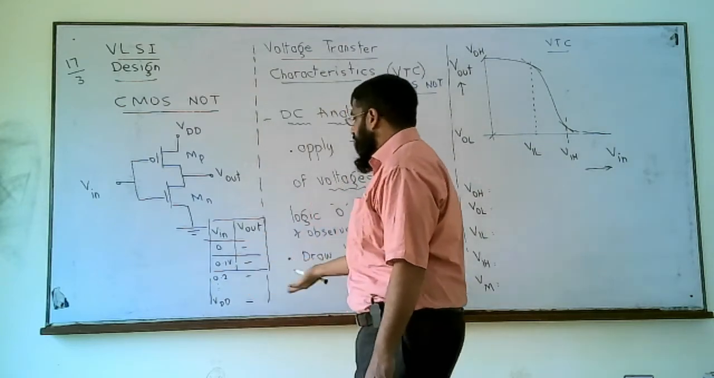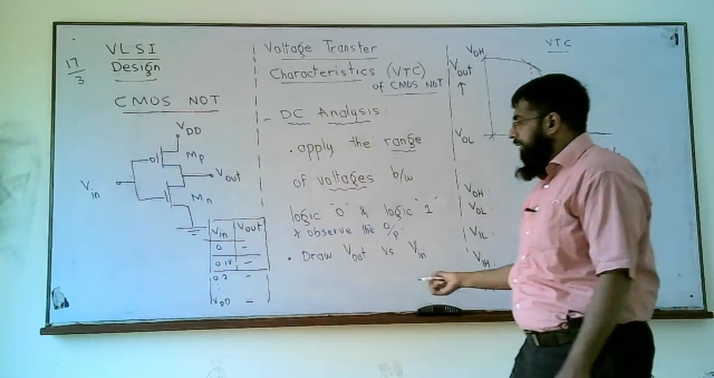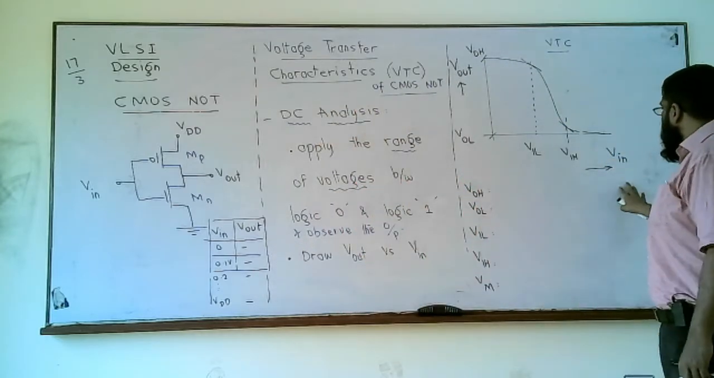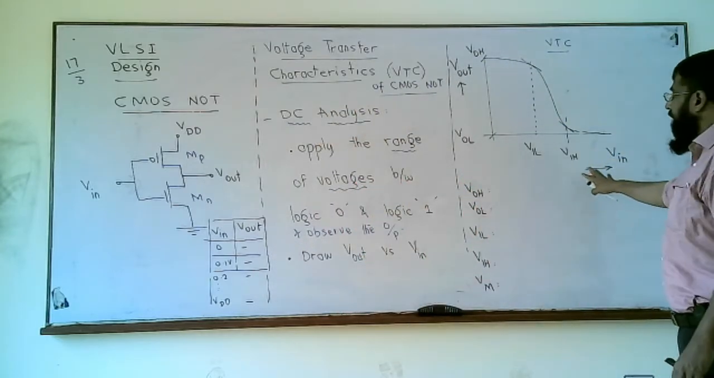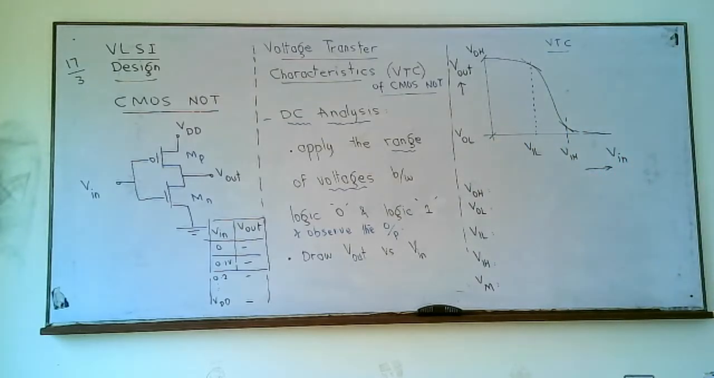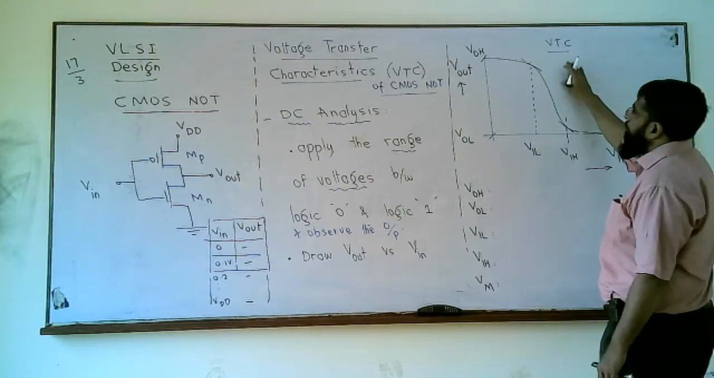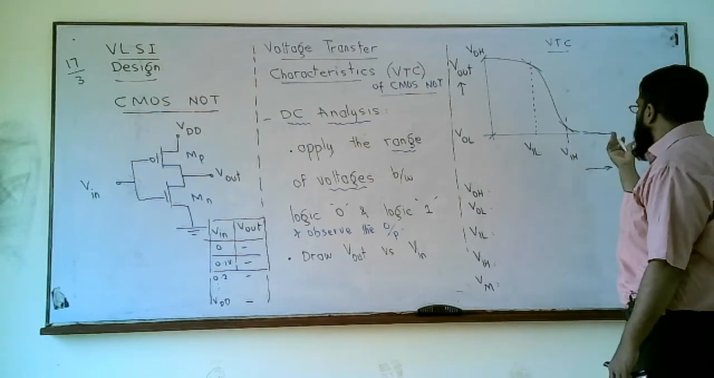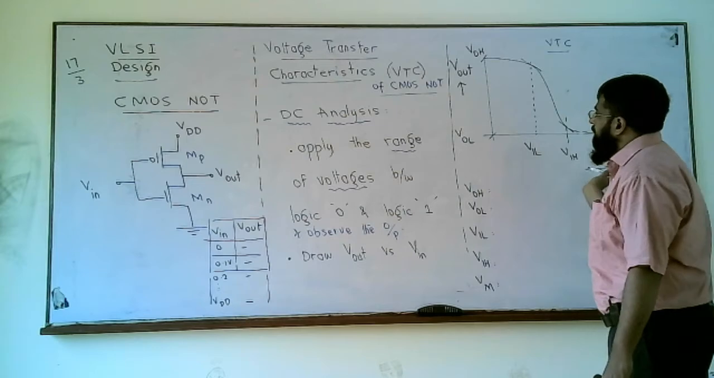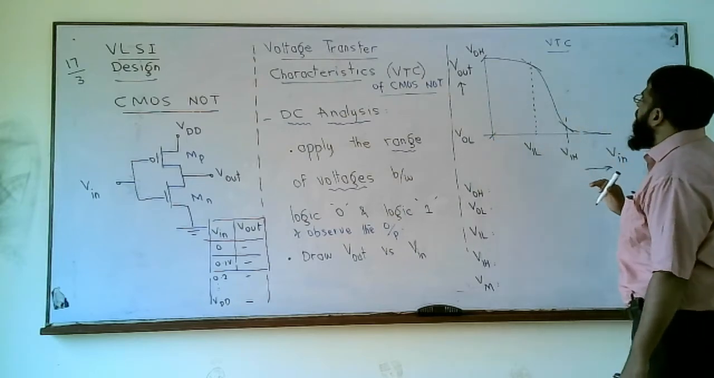So this table would look like this, and finally we translate this table into this graph where we have V in plotted on the x-axis, V out plotted on the y-axis. Right. So this is the voltage transfer characteristic curve, and we call this VTC. Why voltage? Because we have voltage at the input on the x-axis, voltage on the y-axis, therefore voltage.